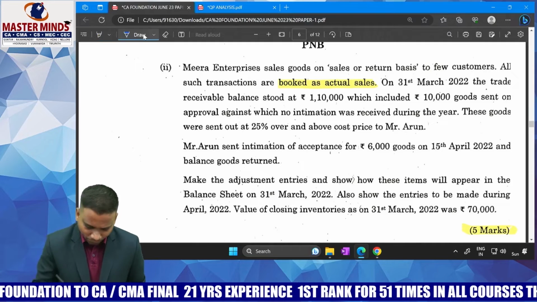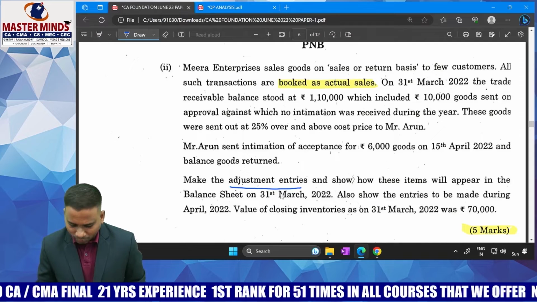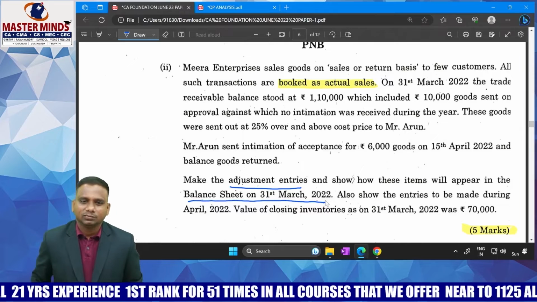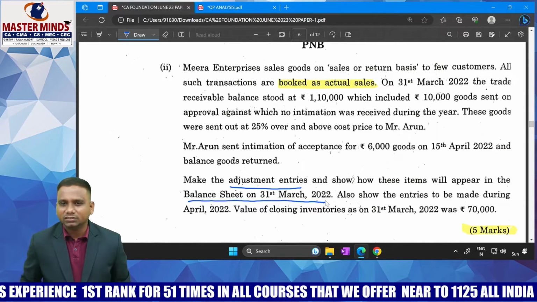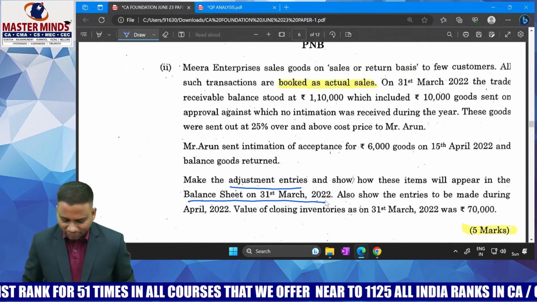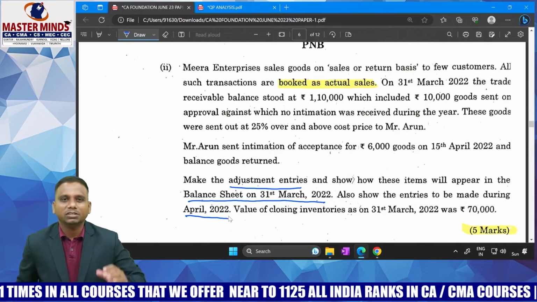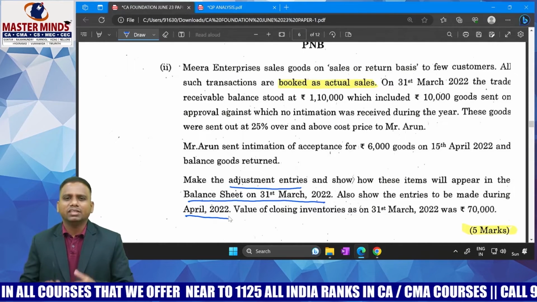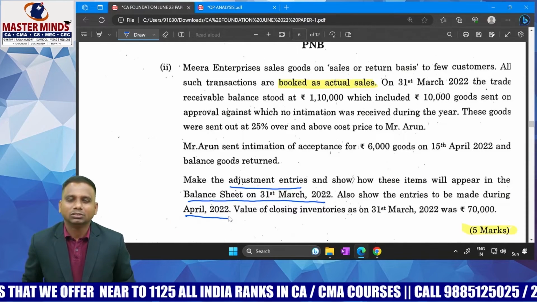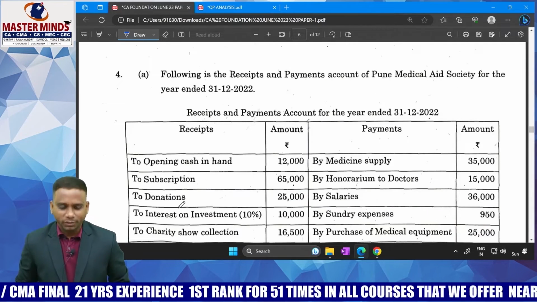So simply what is the requirement? Make the adjustment entries and show how these items will appear in the balance sheet. On this type of problem also we have in our material. Just adjustment entries. That means last 2 entries, adjustment entries. Okay. Next, this we have to show in the balance sheet. And also the entries to be made during April 22, that is the next financial year. What happens in the next financial year? If goods are accepted, then record the entry. If goods are returned, then you need not pass any entry. That's it.